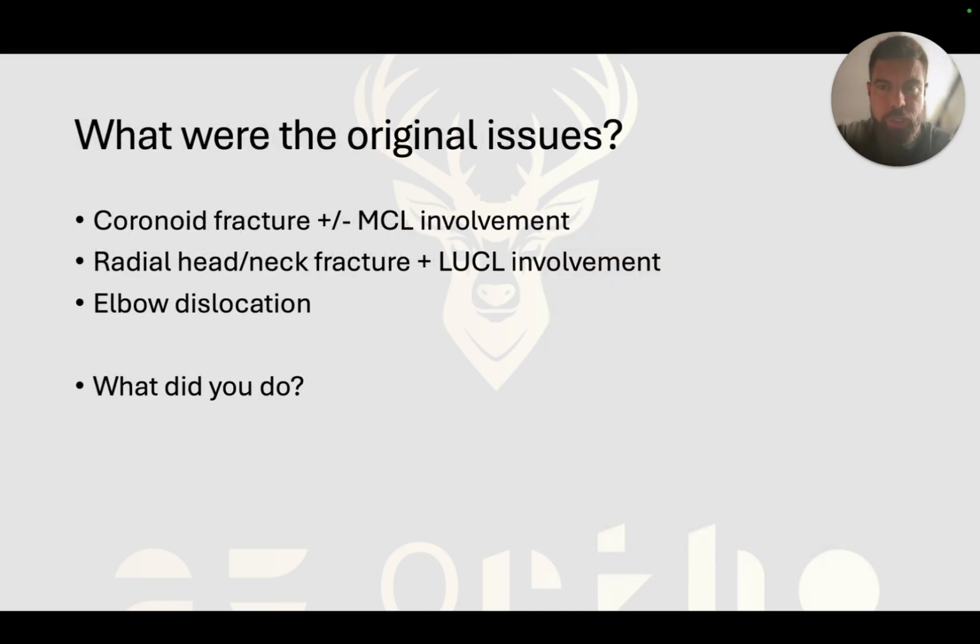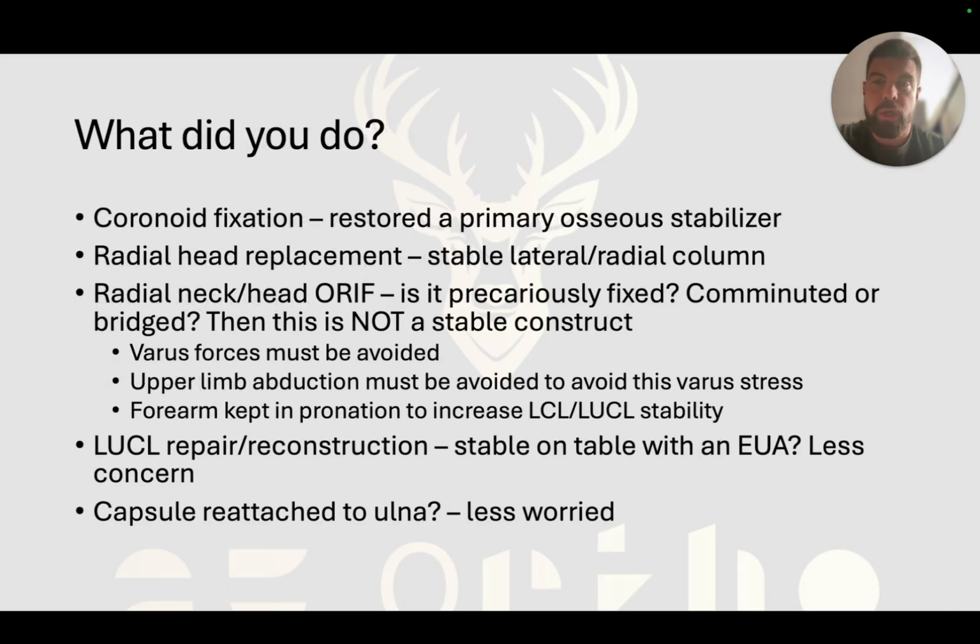What were the original issues? There was a coronoid fracture plus or minus an MCL involvement, and you may have reattached this if the sublime tubercle was off. There was a radial head/neck fracture and LUCL involvement, and by definition there was an elbow dislocation as well. Then you need to think about what did you do, and this is what you're going to be thinking about when you're giving the rehabilitation protocols.